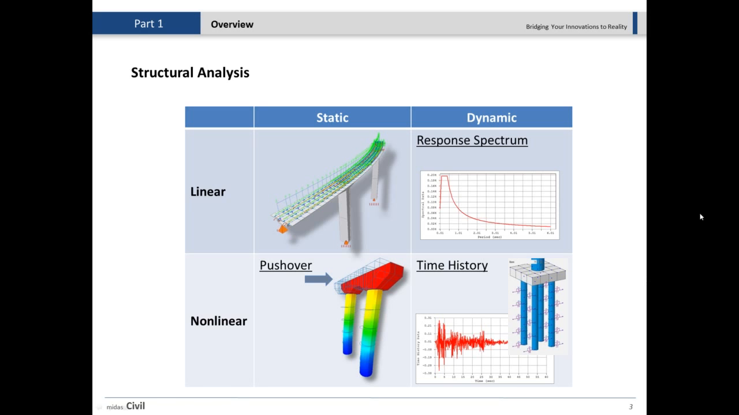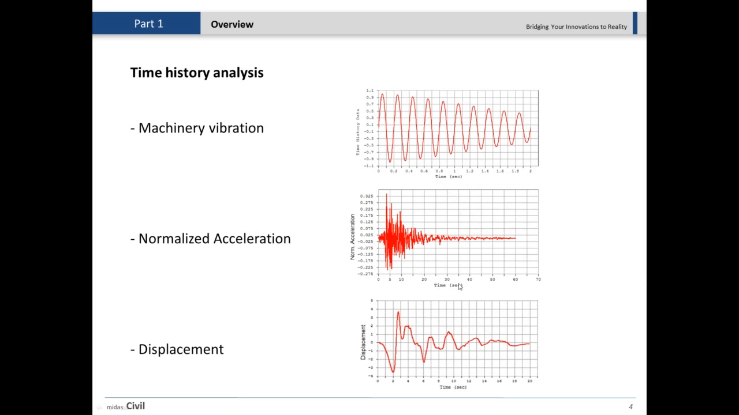Now let's just focus on the time history analysis and see what type of time history analysis we can run. So here I just show you three simple types, which are mostly used for structures. The first one would be, for example, machinery vibration, or if you want to consider the vibration of a train on your bridge.